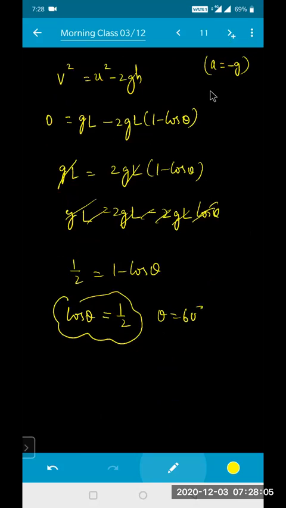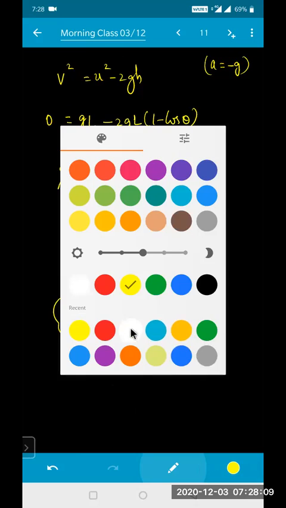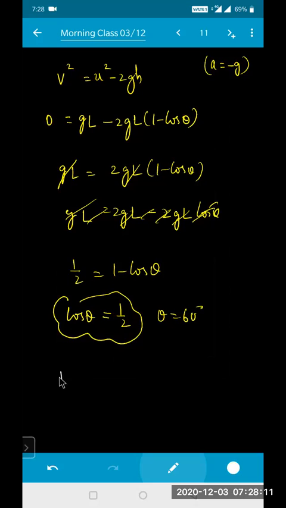So what is T minimum? First I can calculate T max. T max is at the lowest position, so T max minus m into g is equal to m into u square divided by L.